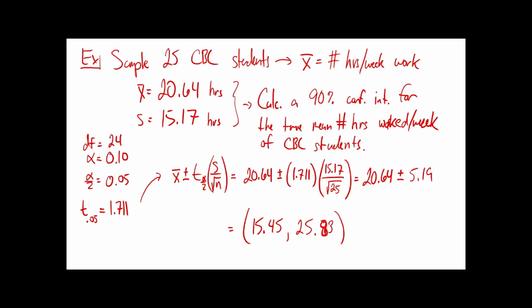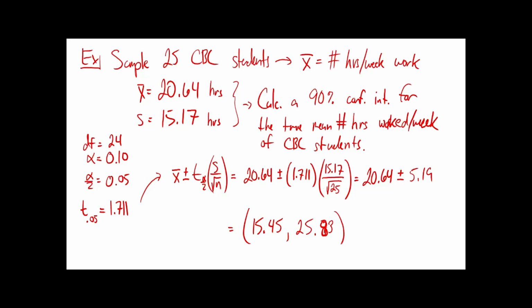So then the interpretation of this would be what? We are how confident? So we say something like we're 90% confident the true average number of hours worked per week by CBC students is somewhere between 15.45 and 25.83 hours. So we think the true mean is probably somewhere between 15.5 and 26 hours. Does that seem like a pretty reasonable range if you're talking about the average of the whole college? Yeah, probably. All right.